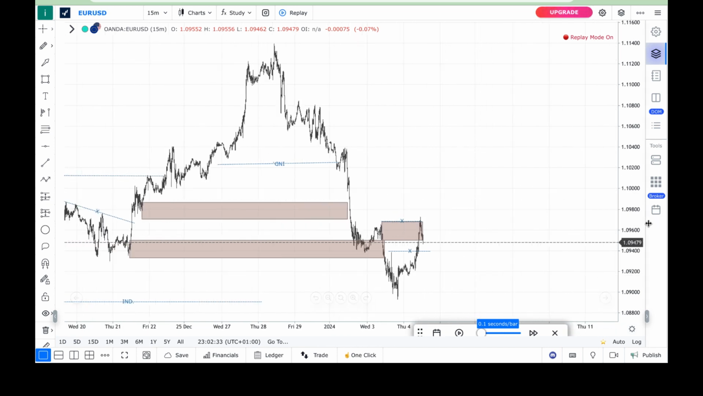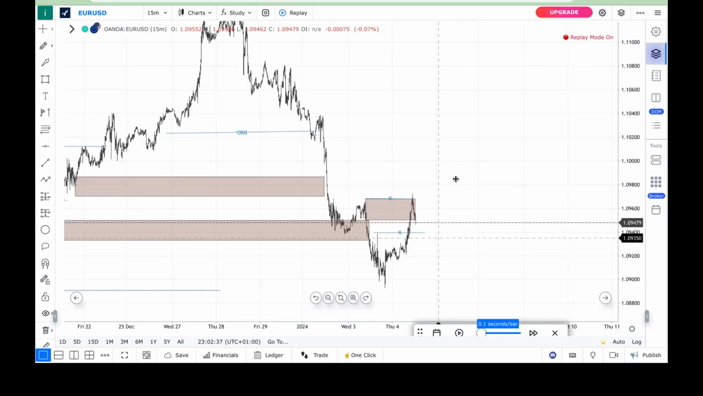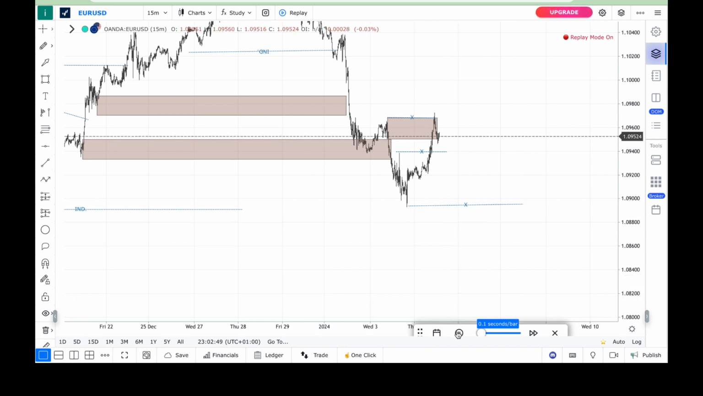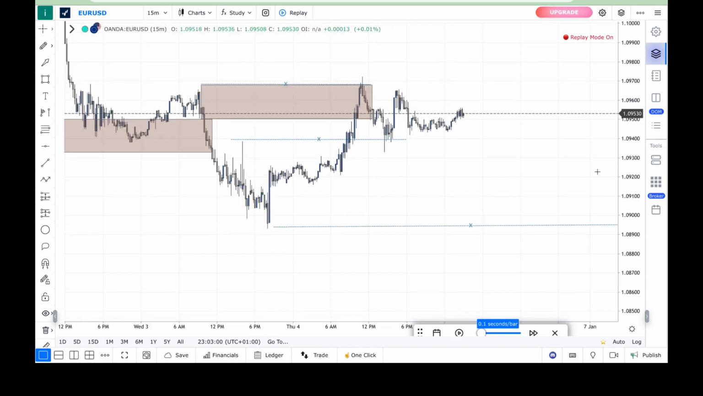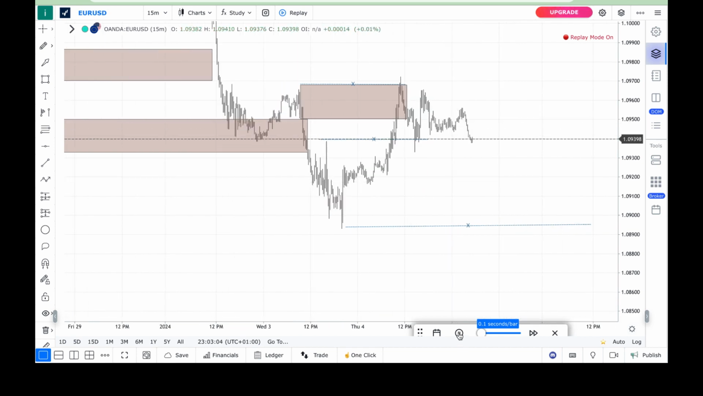You should expect the market to take this low. It should take this low now, because it has already grabbed enough liquidity here, so it should take this low also. So let's see. As you can see, it keeps going. Yes, it keeps going, and so let's see what happens.